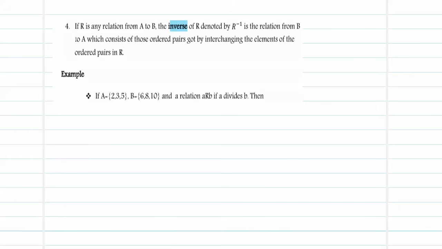Next, the inverse of a relation. What is it going to be? This is the collection of all the ordered pairs got by interchanging the elements of the ordered pairs in R. That is, my R inverse is the collection of all (b, a) such that the ordered pair (a, b) belongs to my relation R.